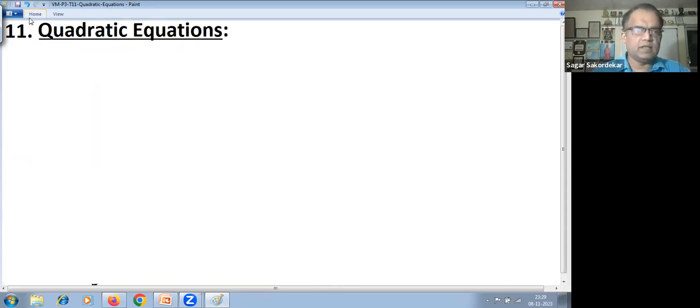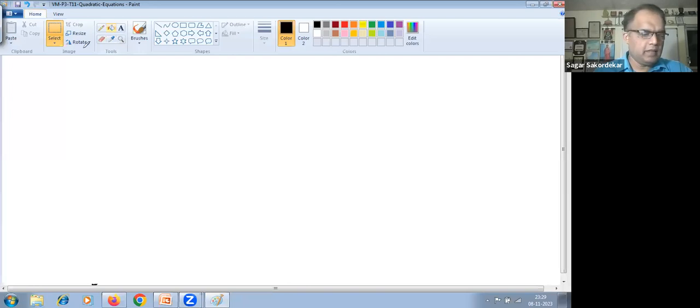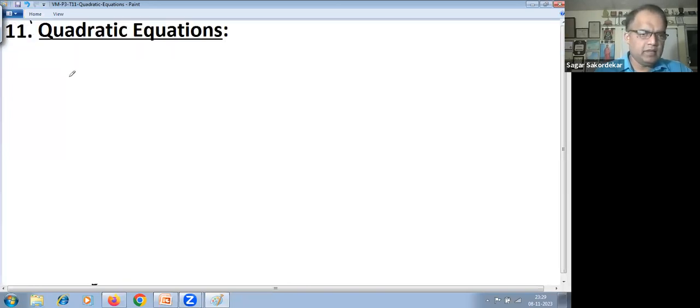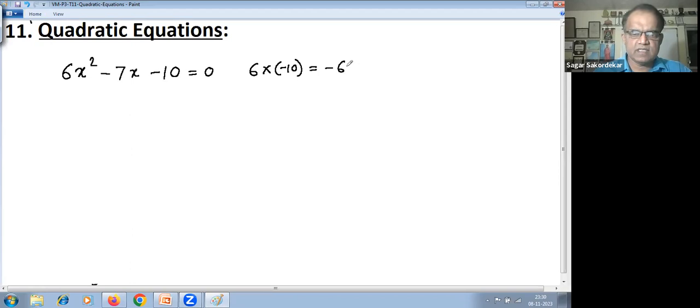Let's take one more last example. 6x square minus 7x minus 10 equal to 0. So coefficient of x square is 6. Constant is minus 10. So 6 into minus 10 is minus 60. Okay? And for minus 60, we have to split such that sum is equal to minus 7. So because product is negative, one factor should be negative, one should be positive, and the bigger factor should be negative because you want the answer negative.